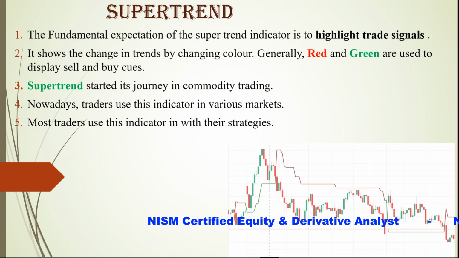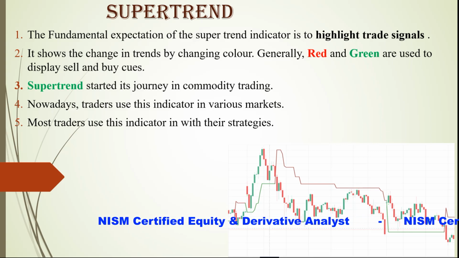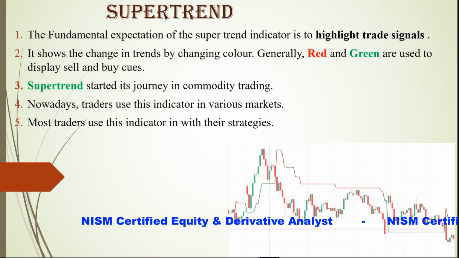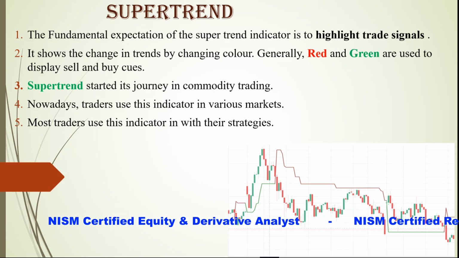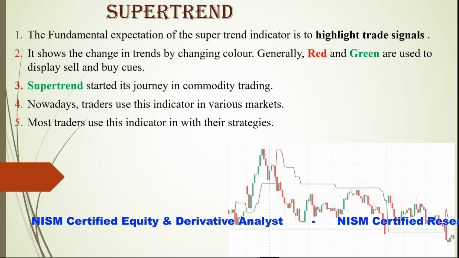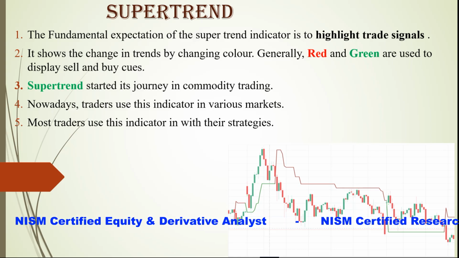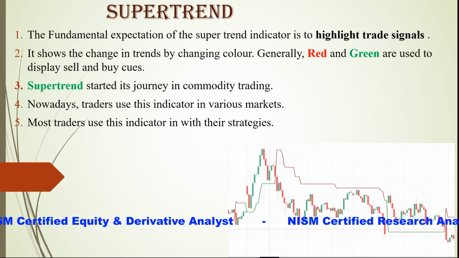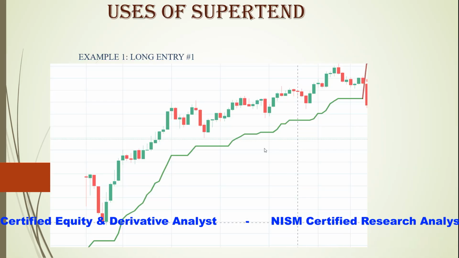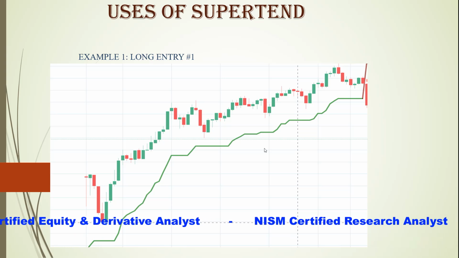Super Trend started its journey in commodity trading. That is the history of the Super Trend, and nowadays traders use this indicator in various markets, and most traders use this indicator along with their strategy. So if you are following any strategy, you can use this Super Trend along with that strategy in order to understand the bias.